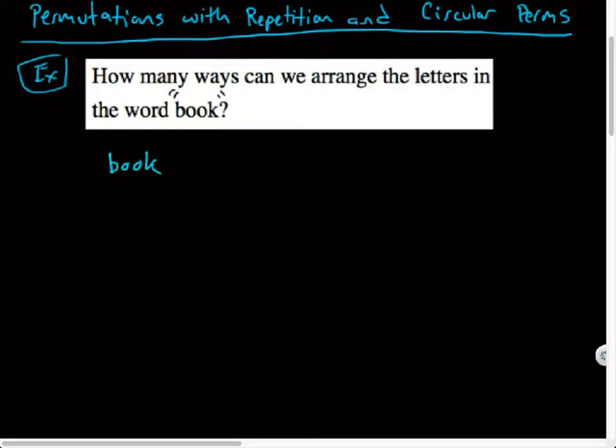So one arrangement, I think you would agree, is B-O-O-K. Another arrangement would be like Boko, right? And then another one would be like B-K-O-O, right? And then there'd be like more. And then, oh, yeah, Koob.